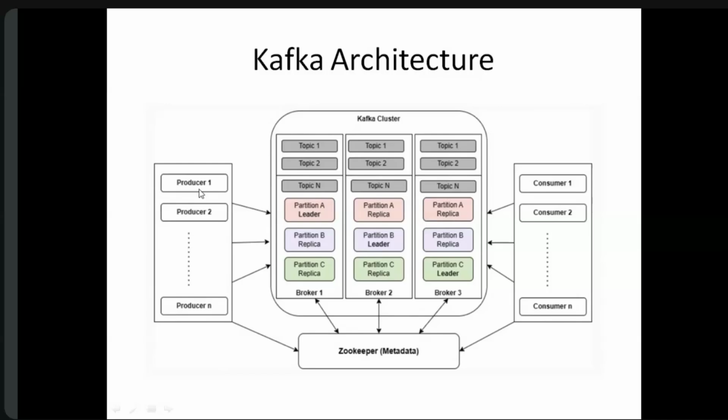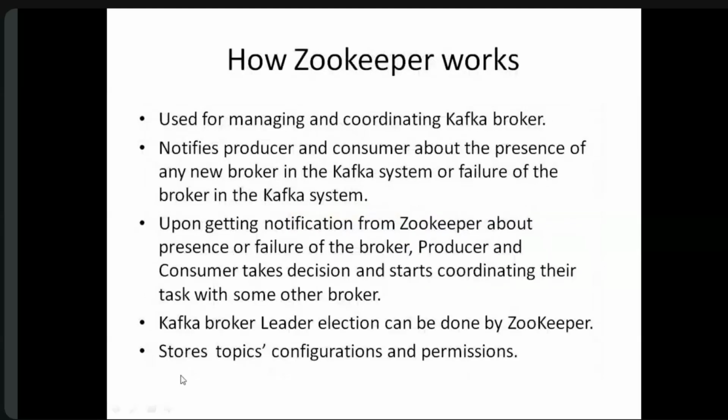Suppose producer 1 has to send some data to topic 1. Then it will also go via Zookeeper to check whether it has the permission to access that topic or not. If you don't have permission, then you cannot access or send data to topic 1. So that is what this last point says: configuration and permission. Configuration in the sense of the number of partitions in the topic, and whether you can access the topic. Third one could be retention period.